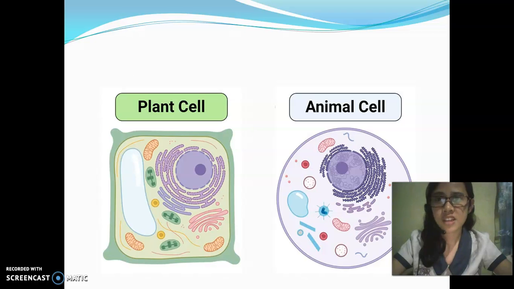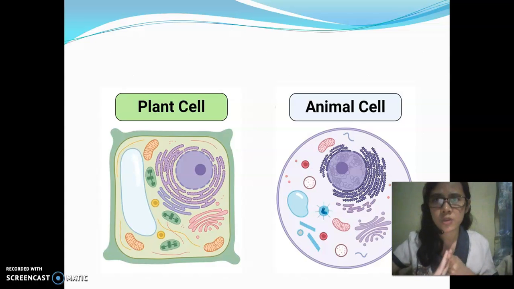of organelles that are found in both cells. The one on the right is the plant cell, while the one on the left is the animal cell. The organelles that are only present in plant cell are cell wall, chloroplast, and large vacuole.